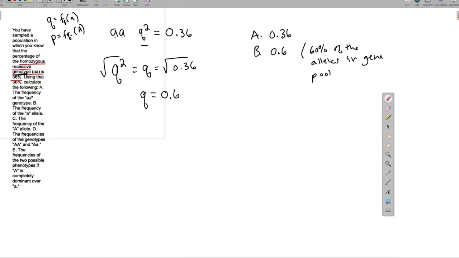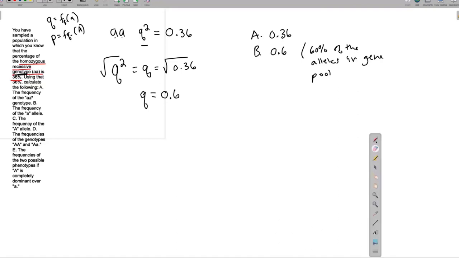Everyone's genes, if you threw everyone's DNA into one pot and we looked at how often different gene versions, alleles, arose, that's what the gene pool is. So the frequency of the gene pool of our little a, that's what that means. So then we could calculate the frequency of the big A allele.